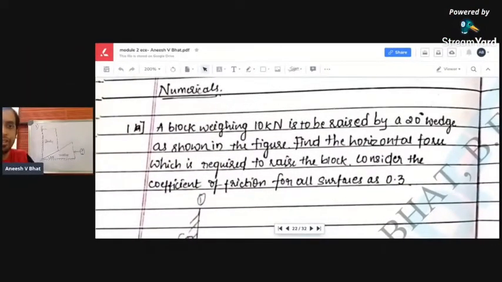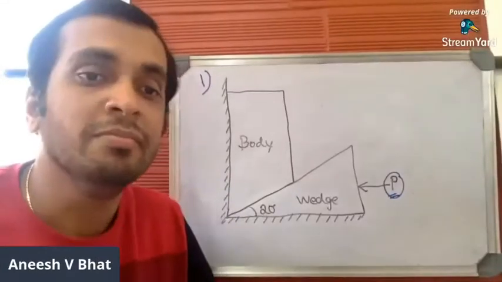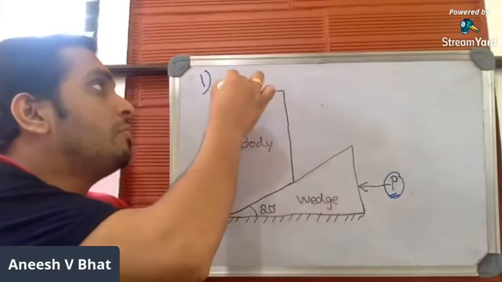If you want, you can read it out. A block weighing 10 kilonewton is to be raised by a 20-degree wedge as shown in the figure. The angle of inclination of the wedge is given as 20 degrees. Find the horizontal force which is required to raise the block. Consider the coefficient of friction for all the surfaces as 0.3. The value of mu is given as 0.3.